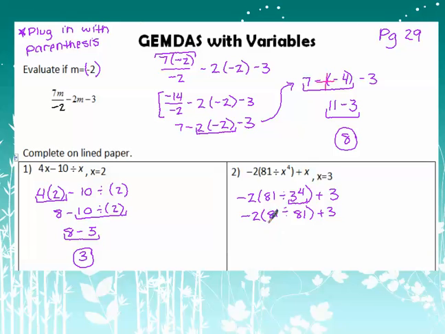Plus 3. Now I need to finish off this grouping. 81 divided by 81 is going to give me 1 plus 3. Then I need to do my multiplication before my addition. Negative 2 times 1 gives me negative 2 plus 3, and negative 2 plus 3 gives me 1 as my final answer. Alright, so your job is to finish the rest of page 29.